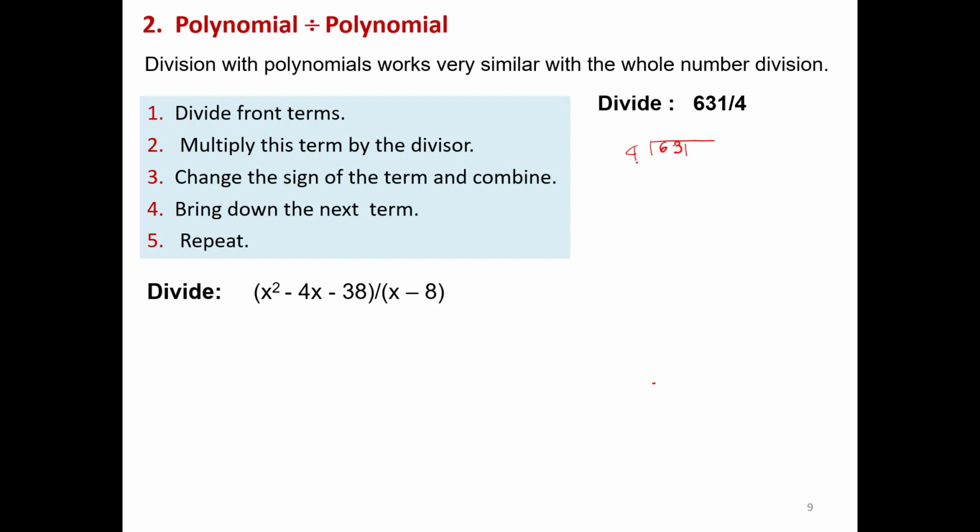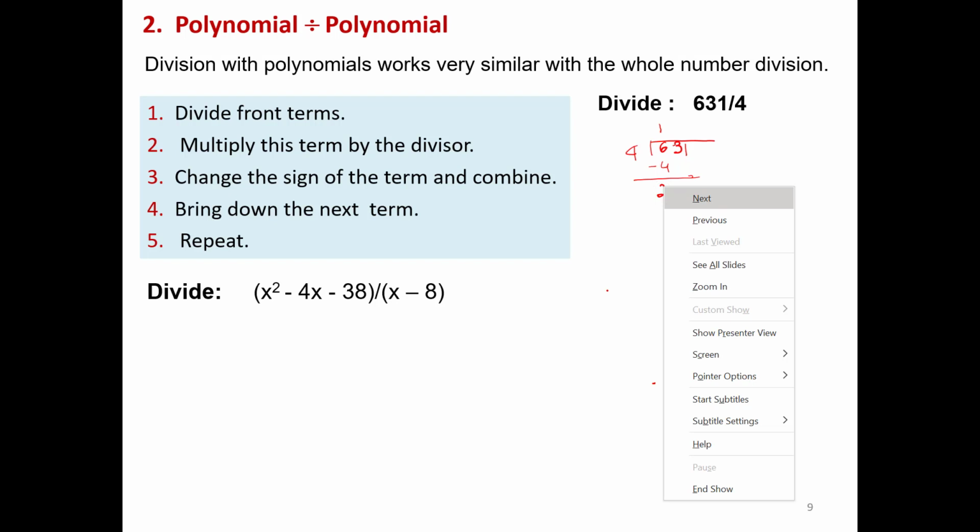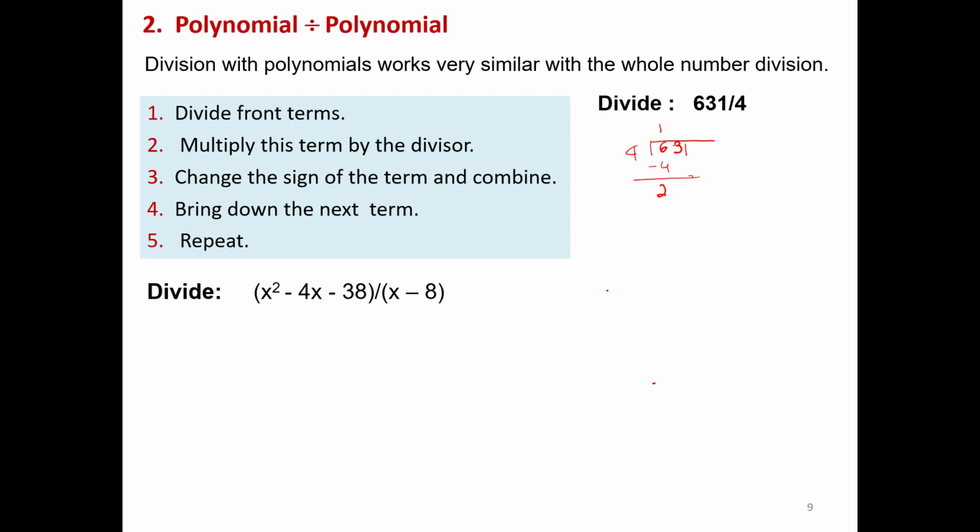And let's write this one like 631 divided by 4. The first thing we need to do is to see how many times 4 goes into 6. It's just one time. Then 1 times 4 is 4. Then we subtract here 4. Then we say 6 minus 4 is 2. Now the next thing we have to do is bring the 3 down. And now we start the procedure again.